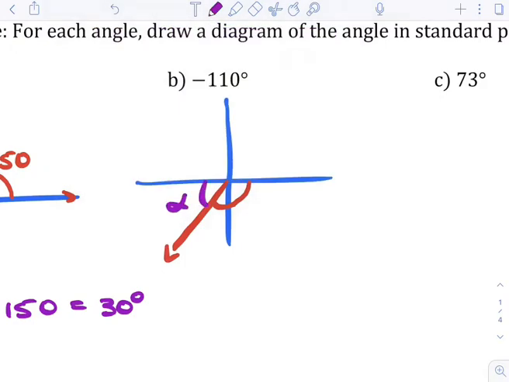Our alpha value, our related acute angle, is the angle that's created between the terminal arm, the red one, and the x-axis. So let's calculate that value. If this is negative 110, and I know the x-axis is 180, what's the difference between 180 and 110?